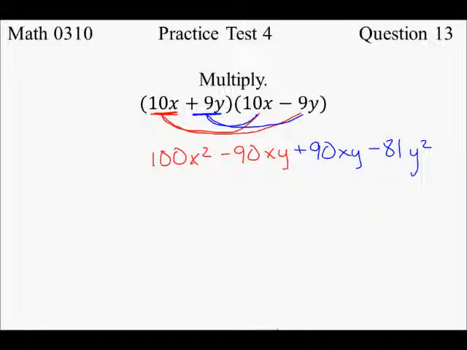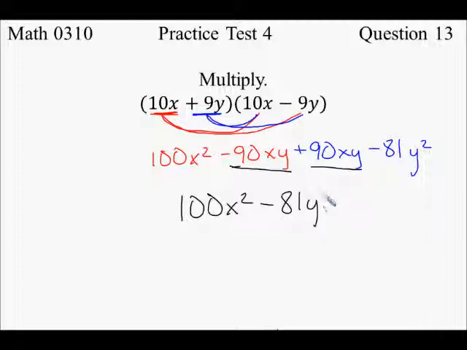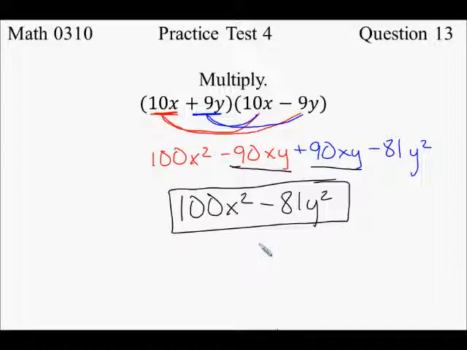Okay, so now we want to simplify anything that we can. x squared doesn't have anything in common, and y squared does not have any term in common. We can see these are both xy terms. So since we have the same variables to the same powers here, we get minus 90xy plus 90xy. Those are opposites of each other, so those cancel. And we get 100x squared. Again, these are going to cancel, and so we just get minus 81y squared. 100x squared minus 81y squared is our answer, and that is answer choice D.